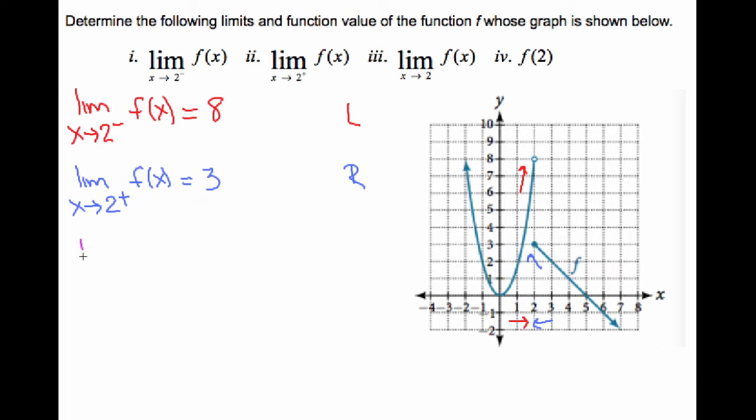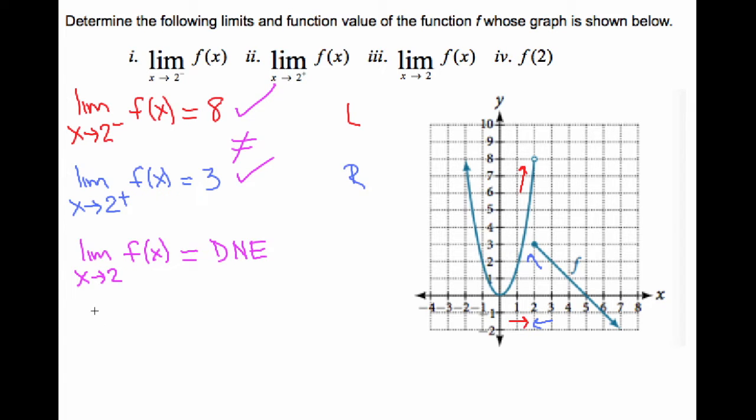Now we'll look at the two-sided limit. The limit as x approaches 2 of f of x means we're looking at the two-sided limit. And for the two-sided limit to exist, the left-hand limit and the right-hand limit must be equal. But notice, they're not equal. So this means my two-sided limit as x approaches 2 does not exist, so I'll use the abbreviation DNE.